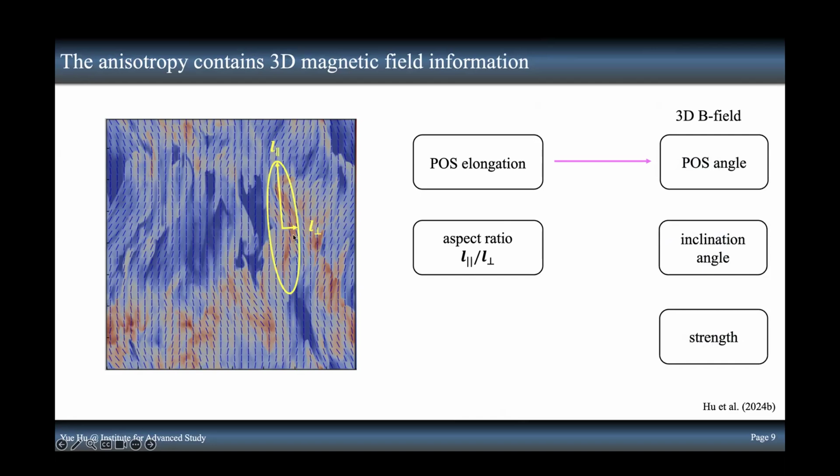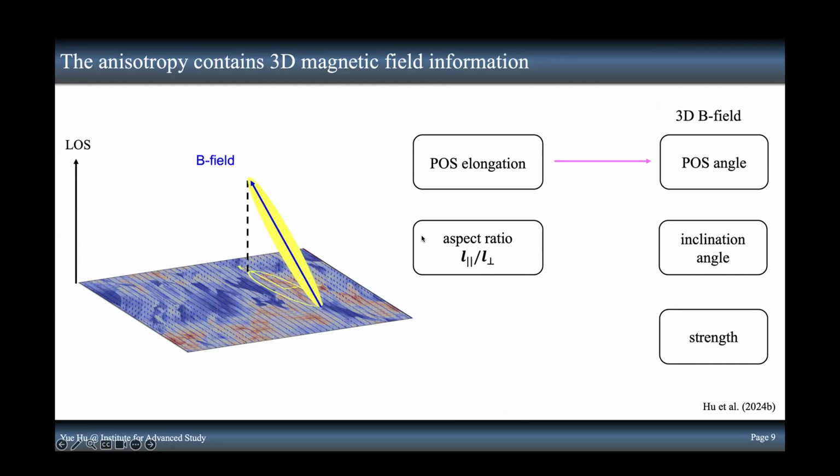But the information contained in this map is not just the elongation direction. Another important parameter we can get from the observation is the aspect ratio, like L parallel over L perpendicular. And this ratio is regulated by the inclination angle and magnetic strength. Why is this the case?